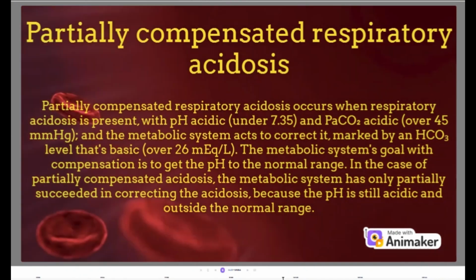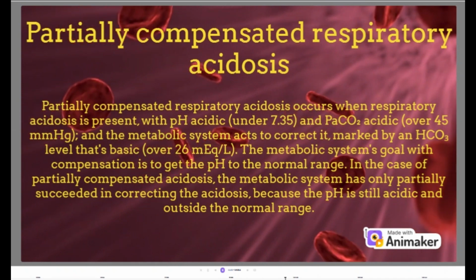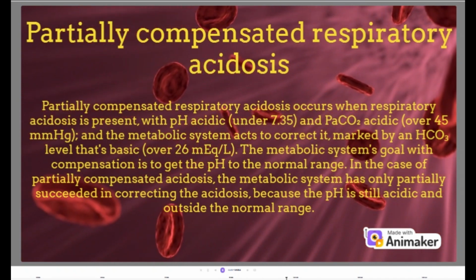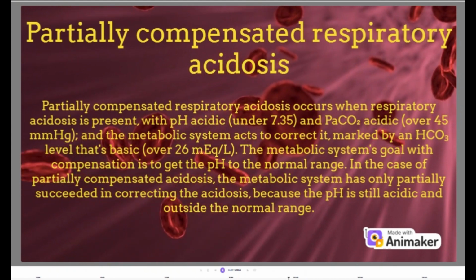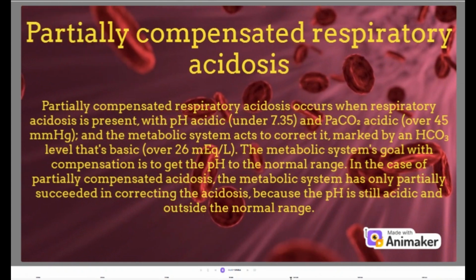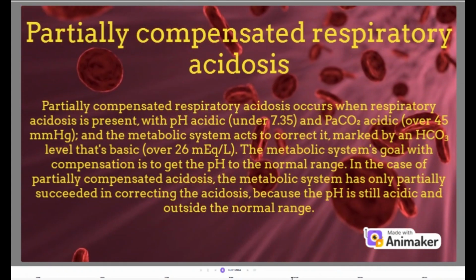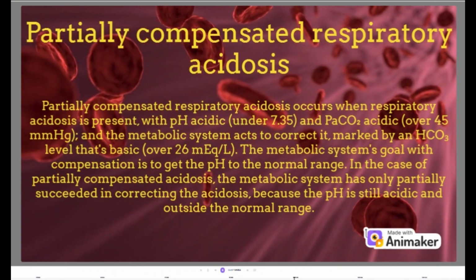Partially compensated respiratory acidosis. Partially compensated respiratory acidosis occurs when respiratory acidosis is present, with pH acidic, under 7.35, and PaCO2 acidic, over 45 millimeters of mercury, and the metabolic system acts to correct it, marked by an HCO3 level that's basic, over 26 milliequivalents per liter.